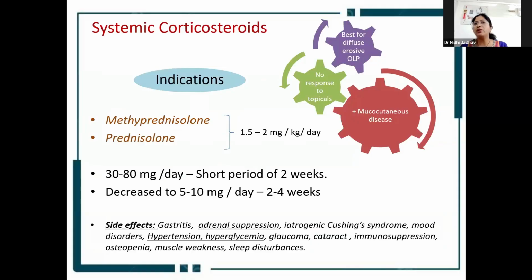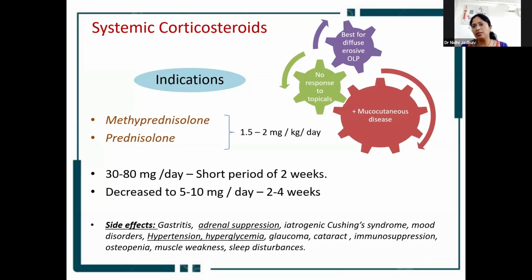Now, the next step, moving on to use of systemic corticosteroids only when the lesion is not responding. Their indications are that we can use them for diffuse erosive lichen planus when you did not get a response with the topicals, or you're dealing with a case that has mucocutaneous symptoms. Most commonly used here is methylprednisolone or prednisolone alone in the dose of 30 to 80 milligram per day, which should definitely be used only for a short period of 2 weeks.